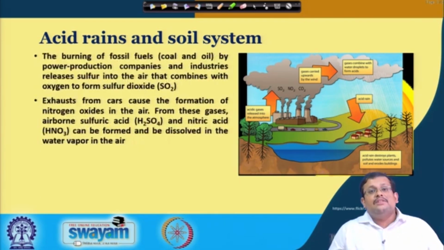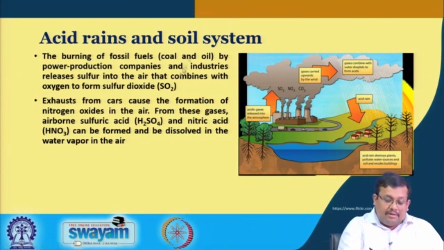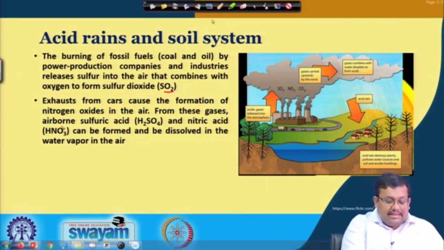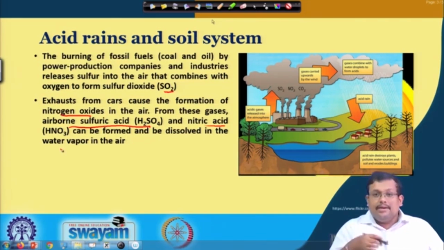The burning of fossil fuels like coal and petroleum by power production companies and industries releases sulfur into the air, which combines with oxygen in the form of sulfur dioxide. That is how sulfur dioxide gas is produced. Exhaust from cars causes the formation of nitrogen oxides in the air. From these gases, airborne sulfuric acid, from the sulfur dioxide, and nitric acid, from the nitrogen oxides, can be formed and dissolved into the water vapor in the air.